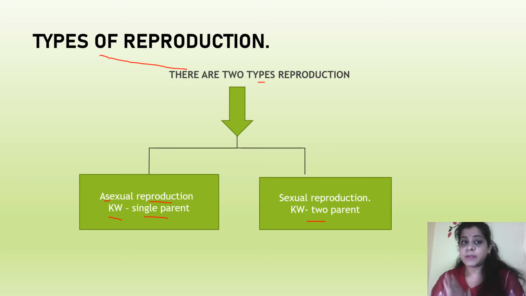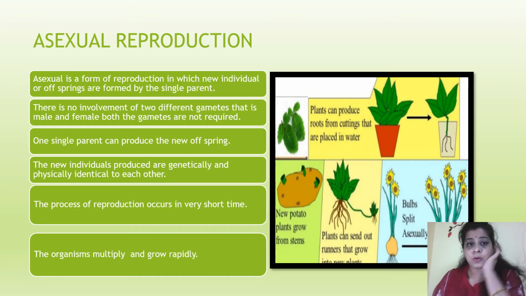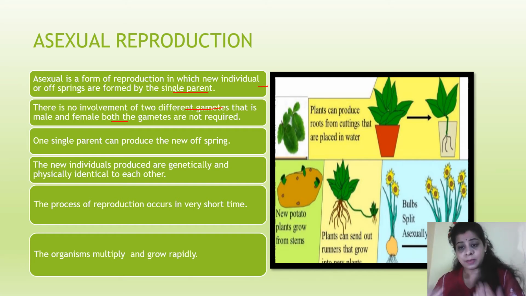So in this, basically we'll deal with asexual reproduction in these slides. Okay. Now asexual reproduction is a form of reproduction in which individuals or offspring are formed by a single parent. They do not require other female or male gametes. One single plant can produce the next offspring. There is no involvement of two gametes, male or female or both. It is not necessary that both plants are of opposite sex.